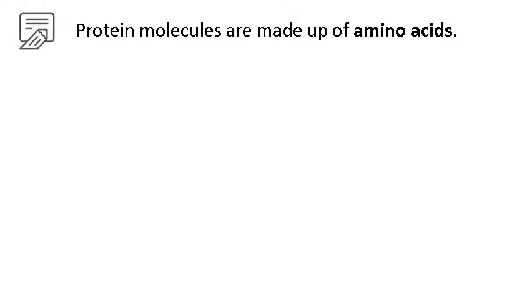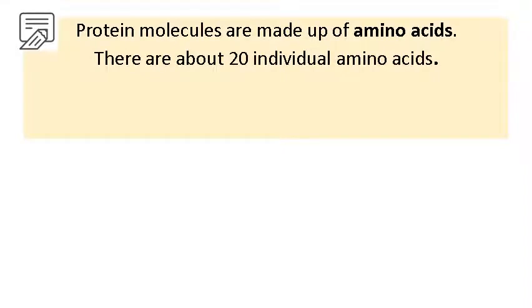So you can see a little symbol up in the top left corner. So we're writing all these down. Protein molecules are made up of amino acids. Remember, you can pause the video anytime to write down these notes. Protein molecules are made up of these amino acids, which we saw in the diagram earlier. And there are about 20 of these in all.